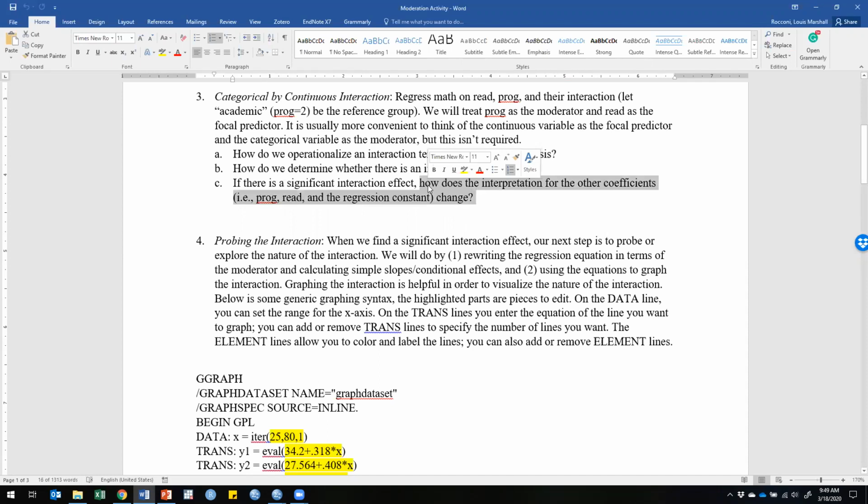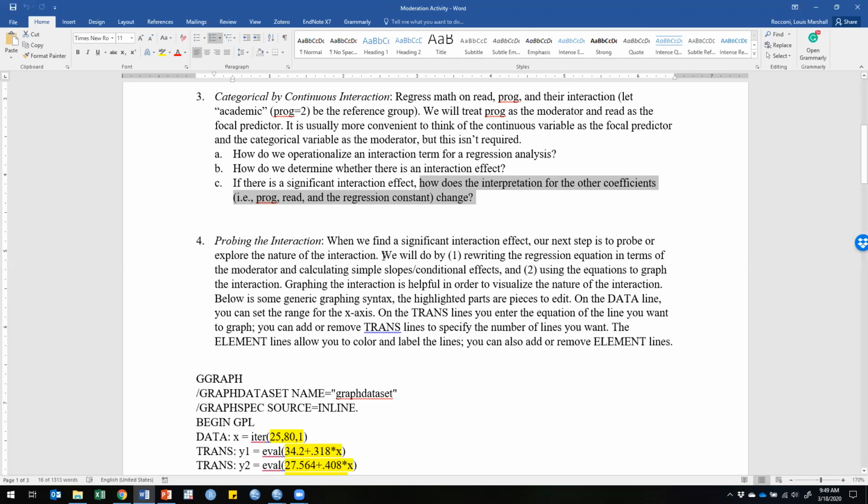Remember that the interpretations of the coefficients become interpretations of simple slopes, or sometimes you'll hear them called conditional effects, because it's the conditional effect of your independent variable on your dependent variable when the other variable involved in the interaction is 0. So when we find a significant interaction effect, our next step is to probe or explore the nature of the interaction.